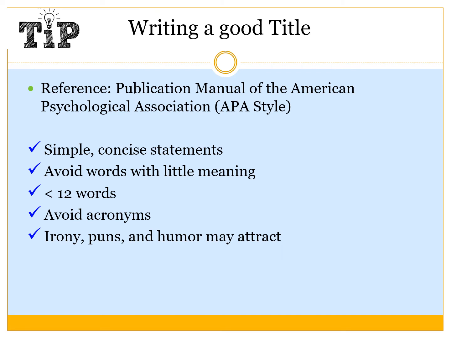So how to write a good research title? Simplicity and the use of concise statements when formulating your title is very important. Avoid words that carry little or no meaning at all, so that the title can be as simple as possible. Usually a title is less than 12 words, and after you finish writing the whole paper, revisit your title again. Try to simplify it accordingly. Avoid using acronyms in the title, and sometimes you can also use some humor or irony that can attract the attention of the readers.